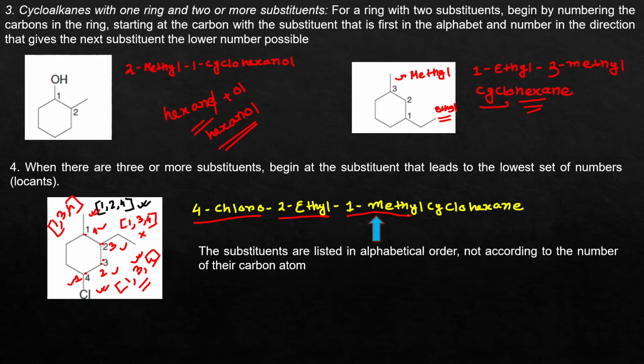Okay, so you can see that the substituents are listed in alphabetical order, not according to the number of the carbon atom. So while doing the nomenclature, you have to follow the alphabetical order, but while you are doing the numbering, you have to follow it in such a way that you get the lowest set of numbers.